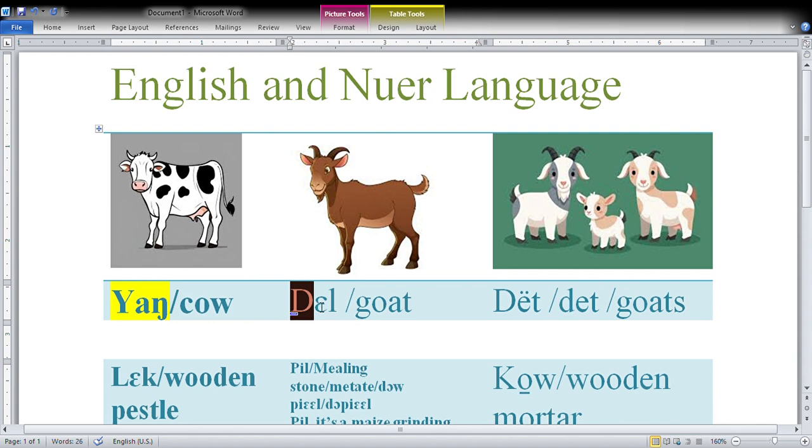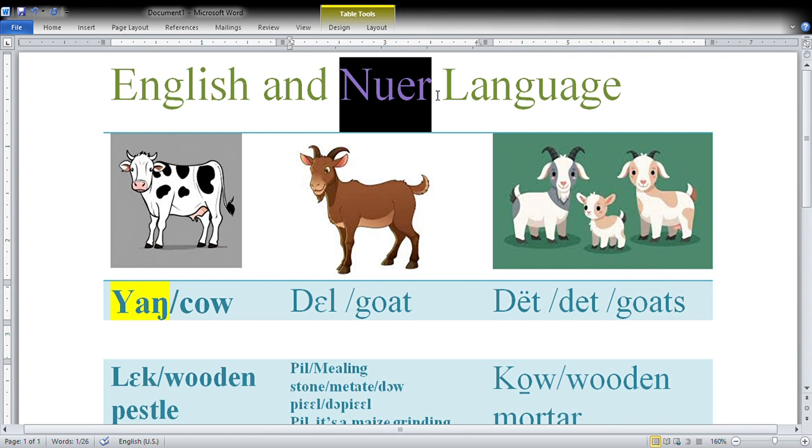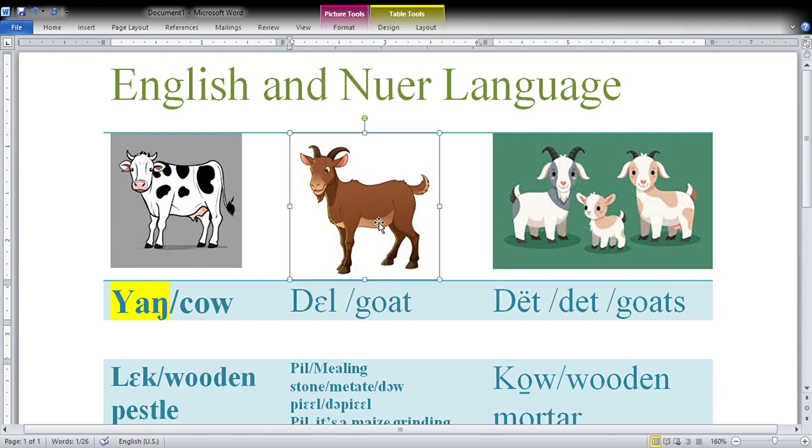Namani del, shale del, del. Del, young del. These are goats. Shalga ke dit or det. You can use any of these. Det ke dit.